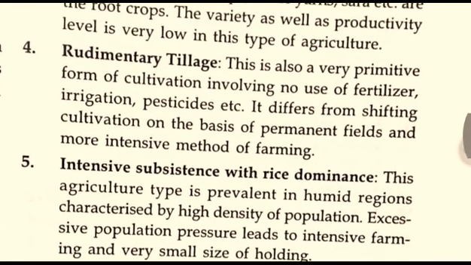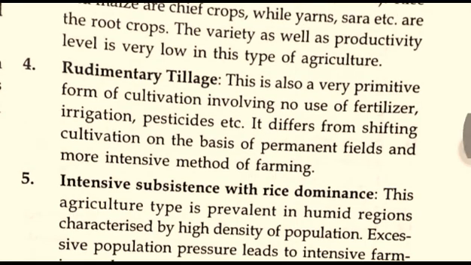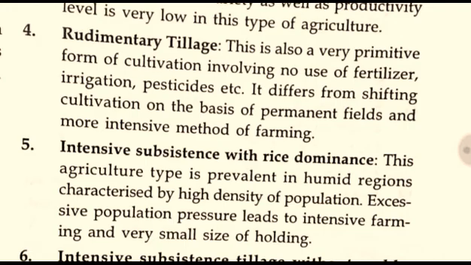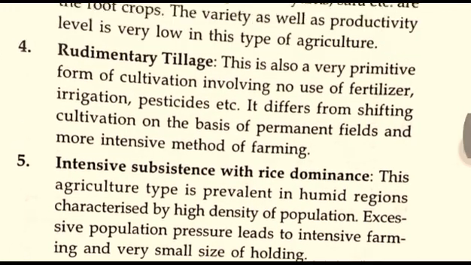And rudimentary sedentary tillage: this is also a very primitive form of cultivation involving no use of fertilizer, irrigation practices, or pesticides. It differs from shifting cultivation on the basis of permanent fields and more intensive methods of farming.